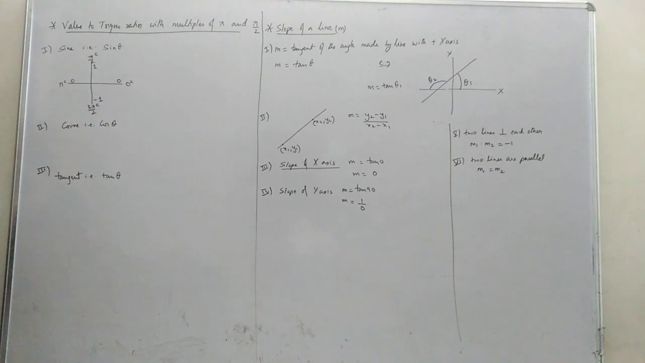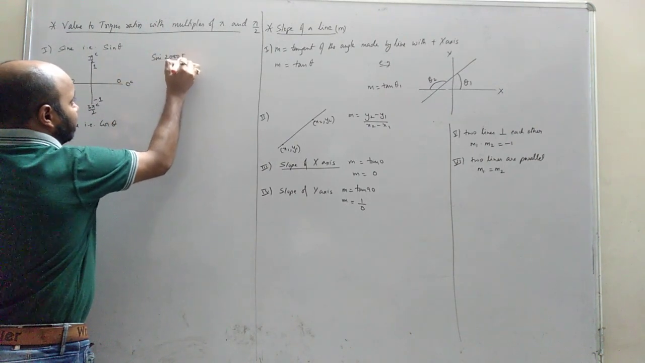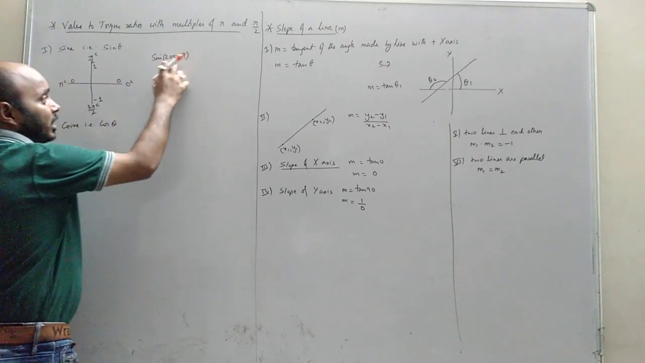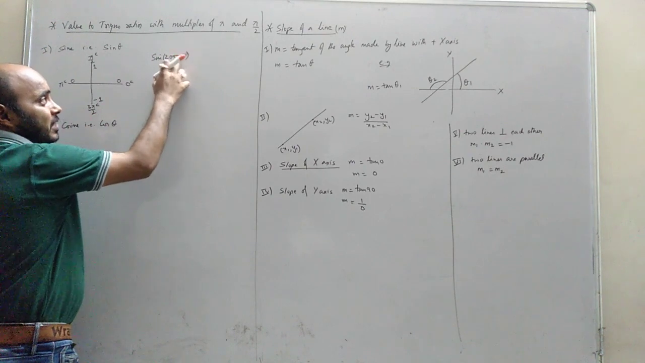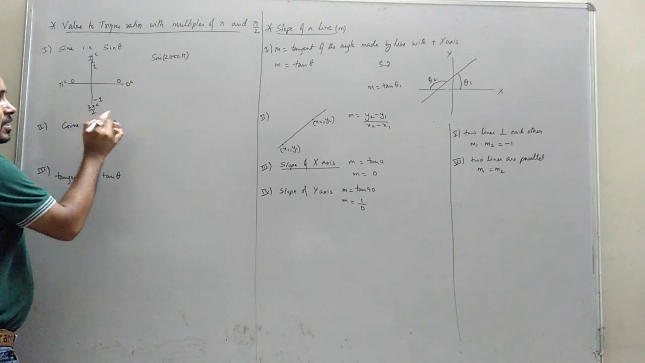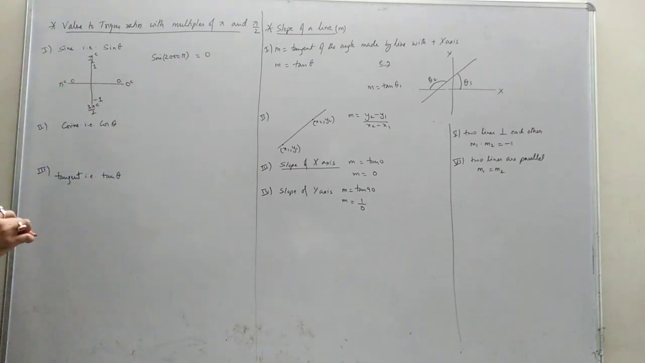Now see, if I want to calculate sine 2000 pi, how to go for it? First you have to see that this is a multiple of pi, 2000 pi, this is even pi. So in the previous video we studied that even pi lies on the positive x-axis. So what is its value? 0. That means its value is 0. We can directly write it.